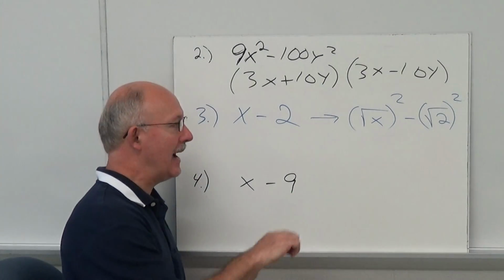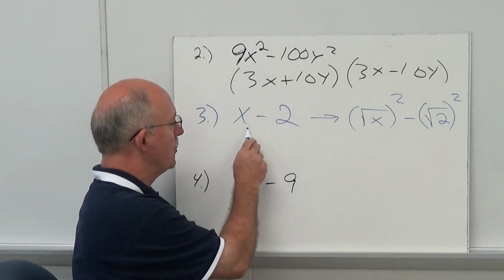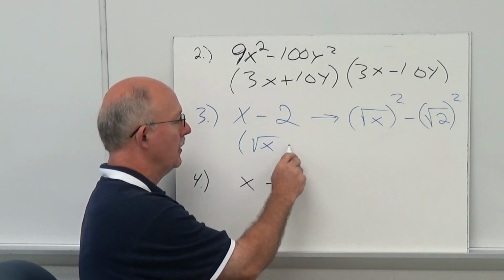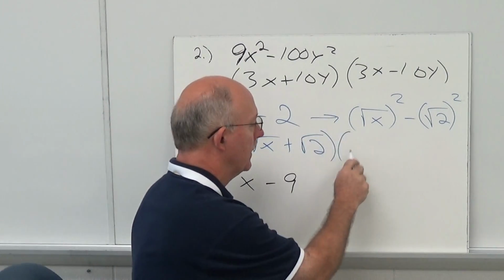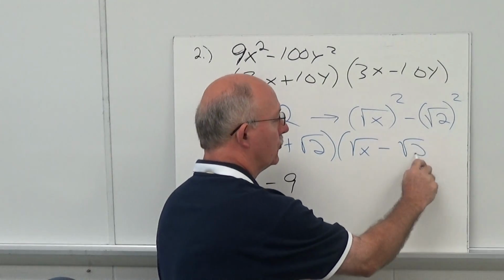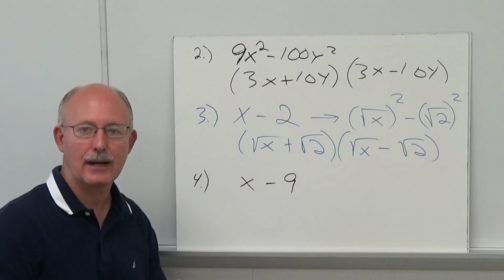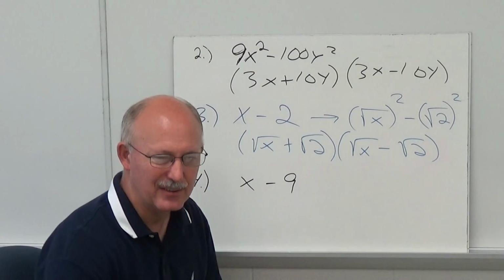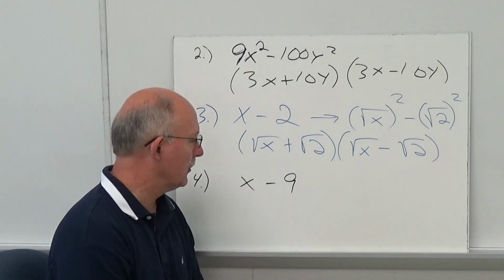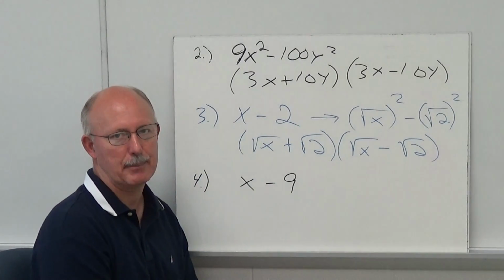Okay, now let's go ahead and factor this as two conjugate binomials. It'll be the square root of x plus the square root of 2 times the square root of x minus the square root of 2. That's how you factor that type of binomial. Okay, now that's something most students have never seen. Let's try another example of that type of factoring.